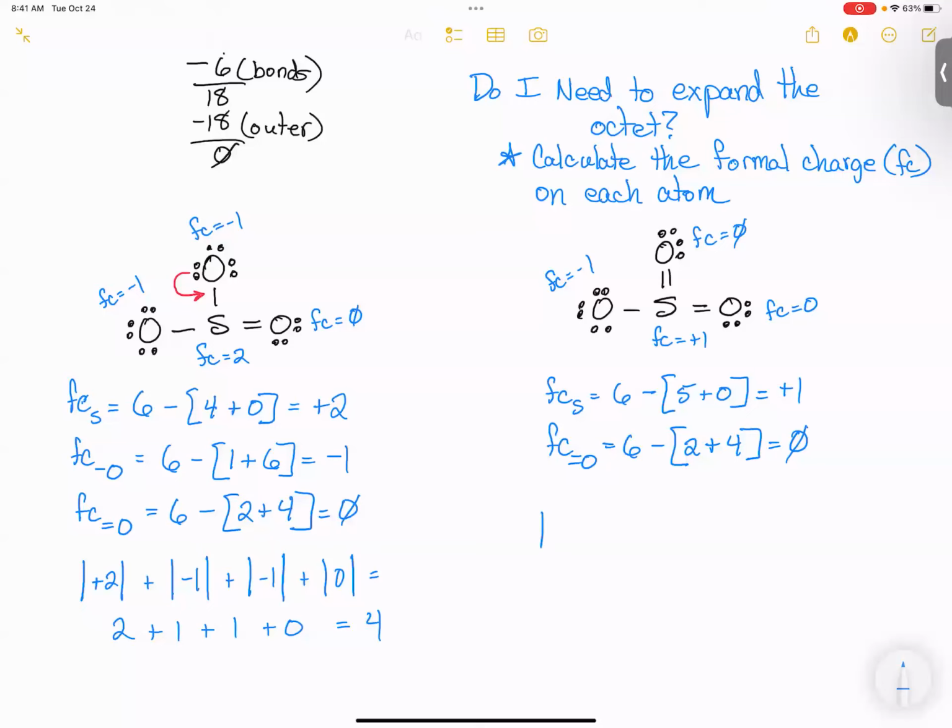The absolute value of everything then is the absolute value of -1 plus the absolute value of a +1 plus the absolute value of 0 plus the absolute value of 0, which means that our absolute value is now down to 2. So we improved it, but we're not there yet. We want to minimize the formal charge.